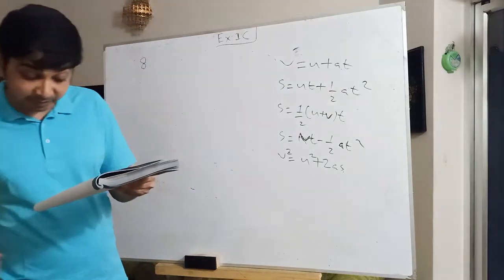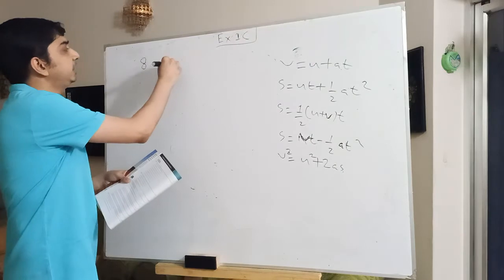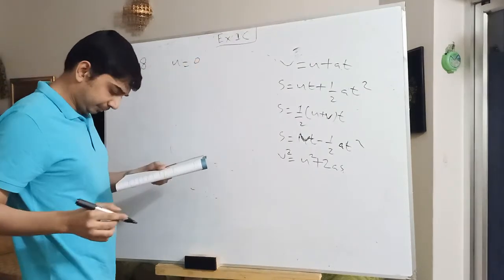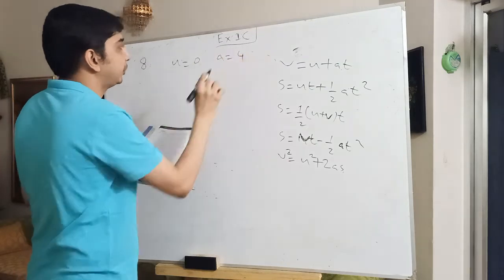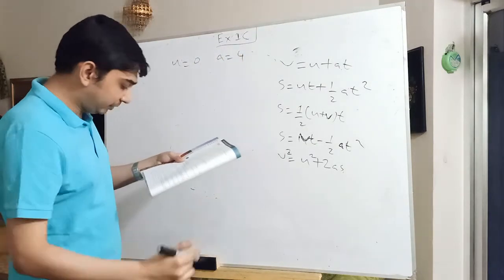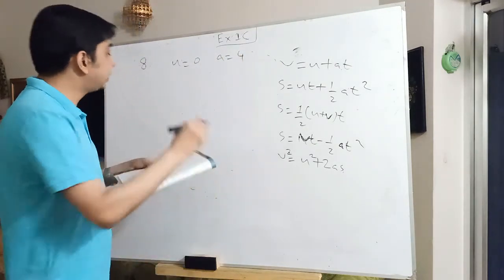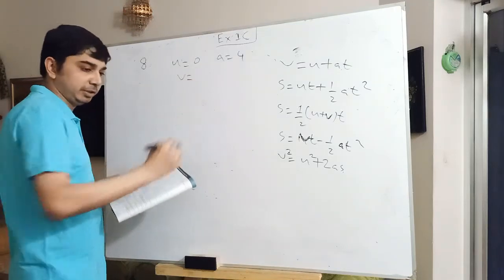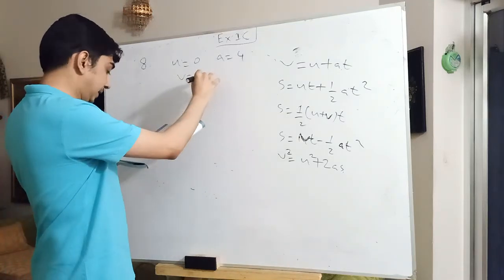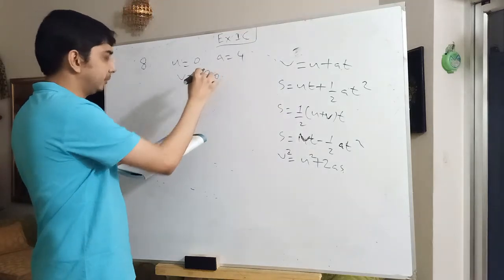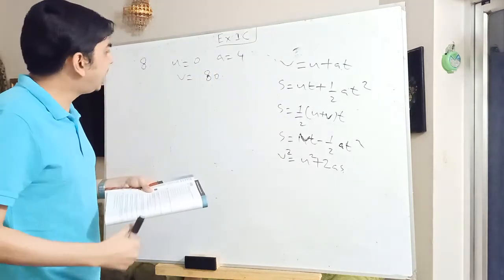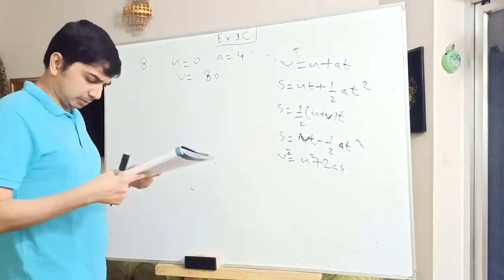So it accelerates from rest, so your initial velocity is 0. And the acceleration is 4 meters per second square. And just at takeoff, the velocity needs to be 80 meters per second, so your final velocity is 80. Okay, so how long does the runway need to be?